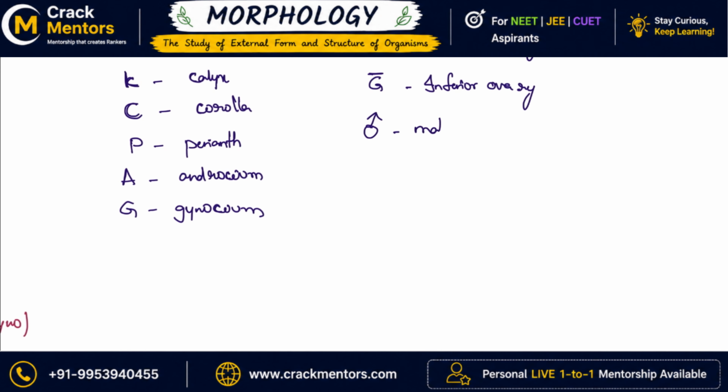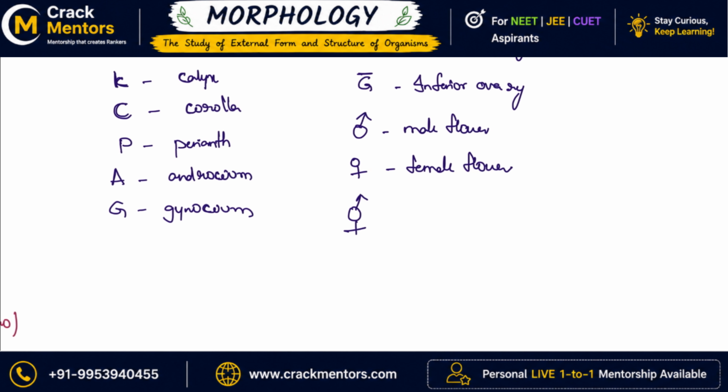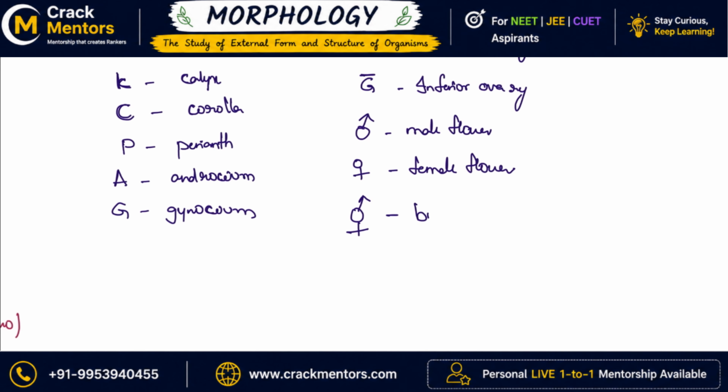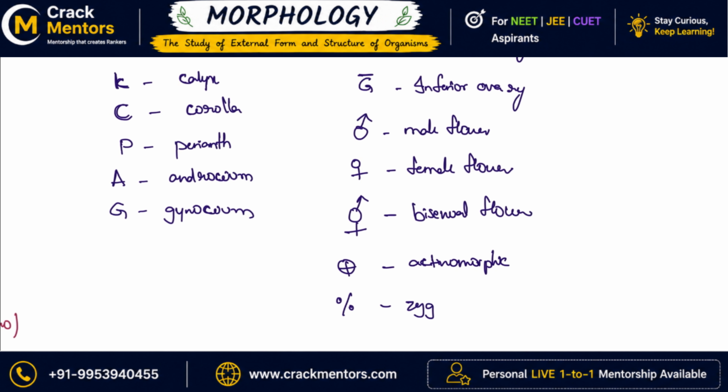Next, this symbol represents the male flower. As you know, this represents the female flower. Next, we have a bisexual flower. Coming to the symmetry, we have actinomorphic symmetry and zygomorphic symmetry. This symbol represents the actinomorphic symmetry and this one the zygomorphic symmetry.